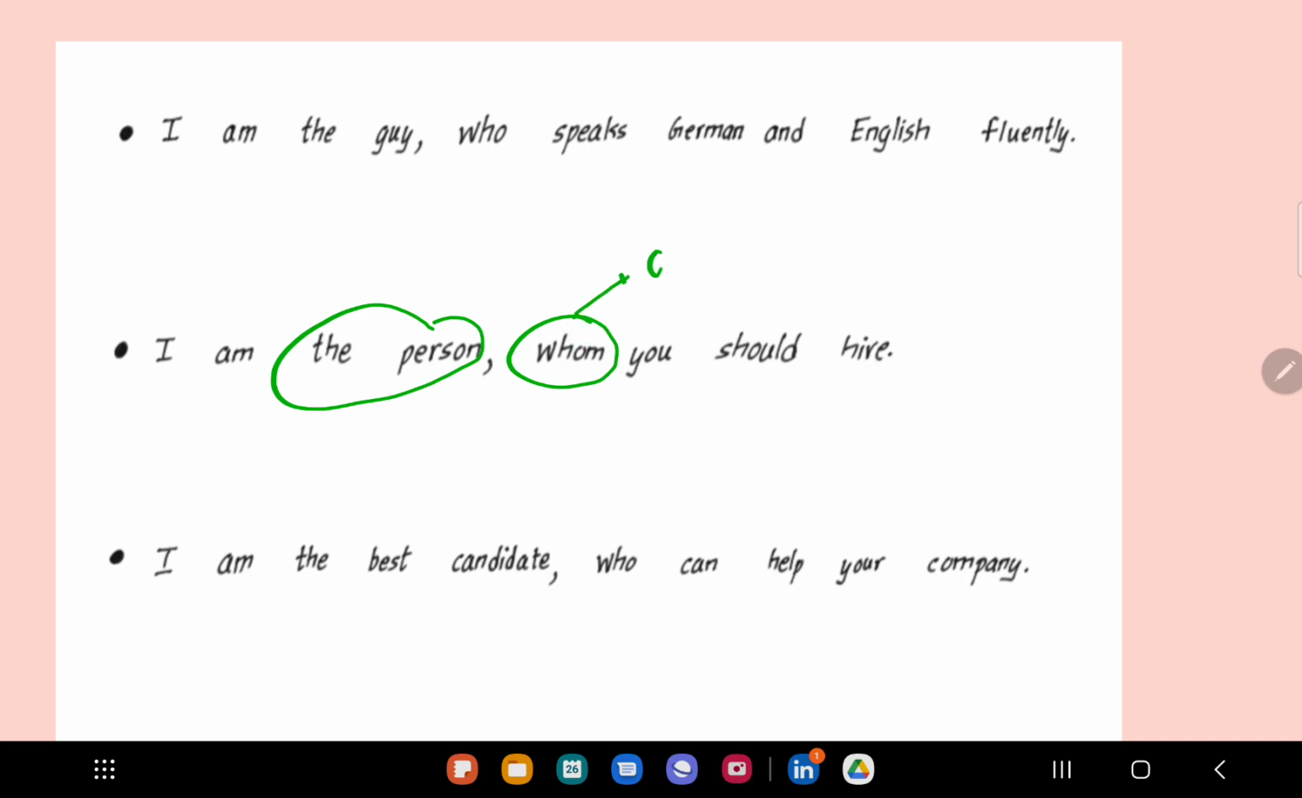And whom is what? Object of this sentence, right? It was object here as well, it was object here as well. Now it is object, so it can be accusative or it can be dative.